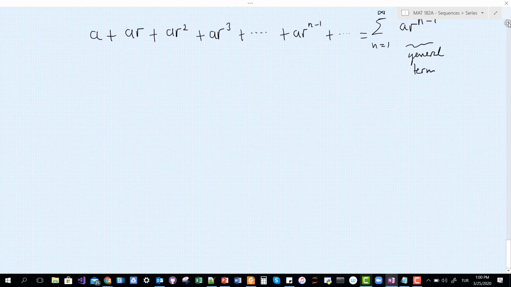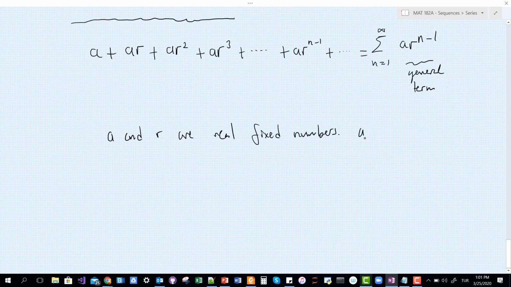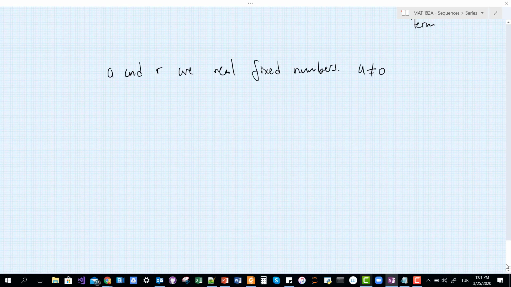Here the numbers a and r are real numbers, and they are fixed numbers. So a and r are real fixed numbers. Also, a cannot be 0, otherwise I wouldn't have that type of series. But sometimes I can see this series in that form, since when we solve some kinds of problems, that point is going to be important.